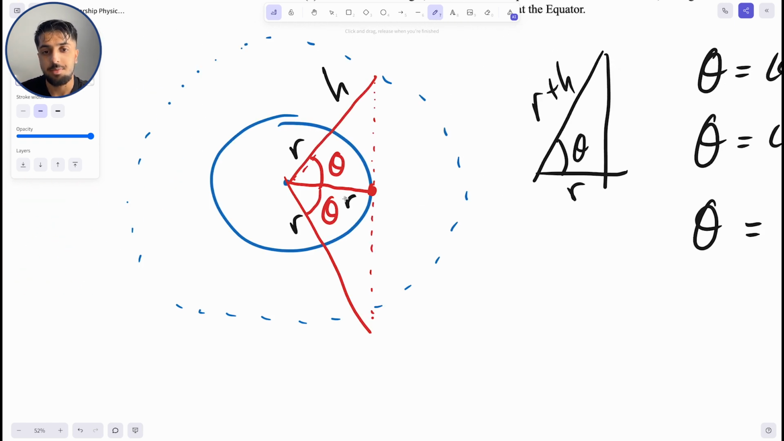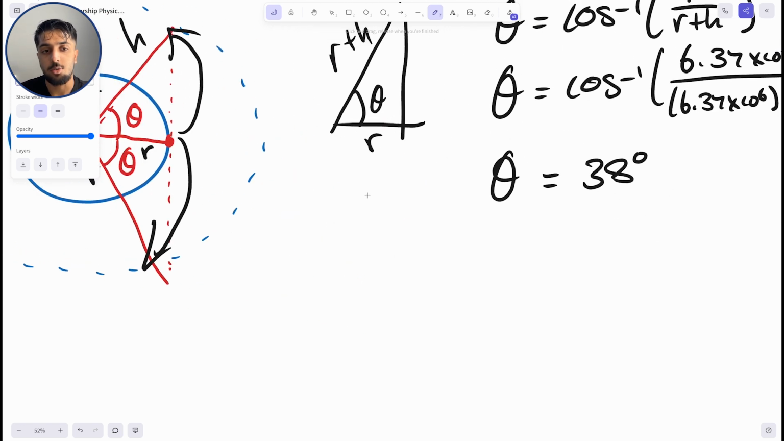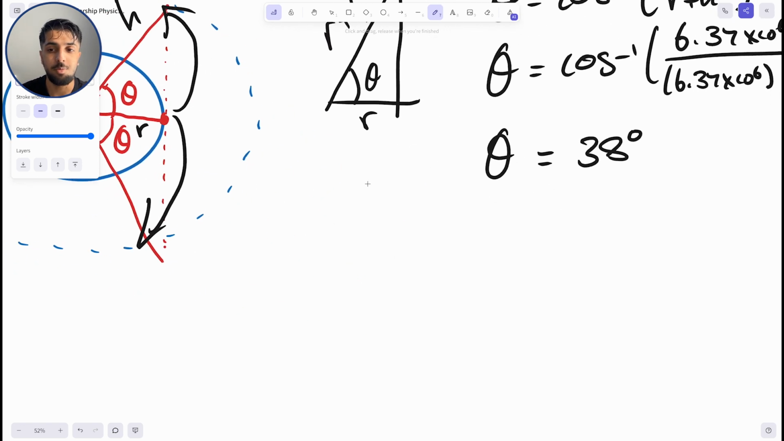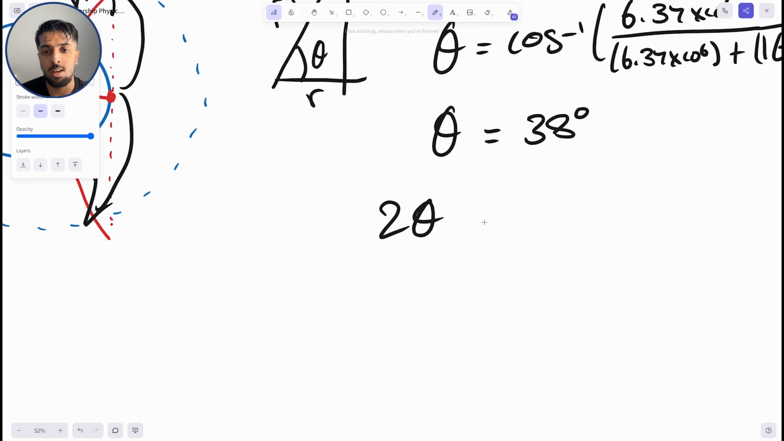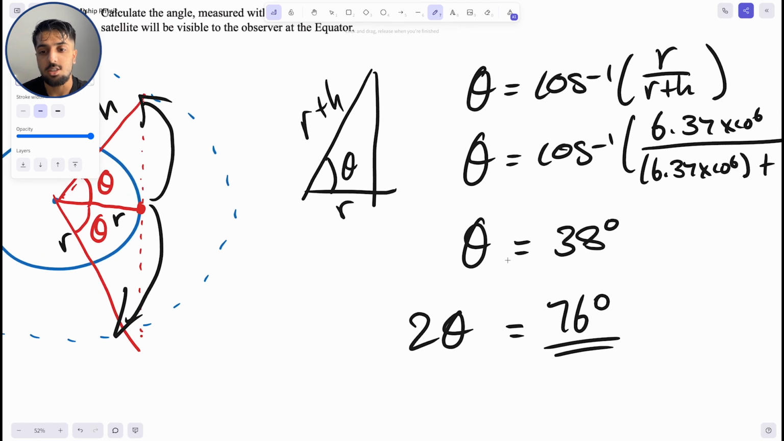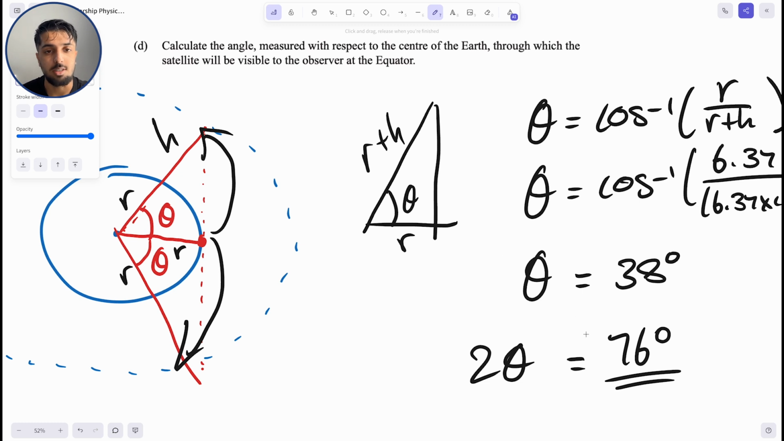Now, as you can see, the observer will be able to see all throughout this angle and all throughout this angle. And so the total observable angle will be 2 theta, which is equal to 76 degrees. And that is the total angle at which the observer will be able to see the satellite.